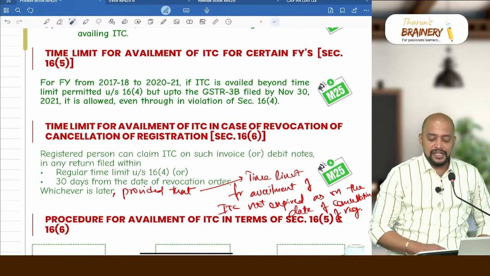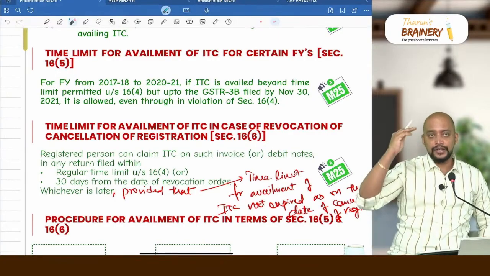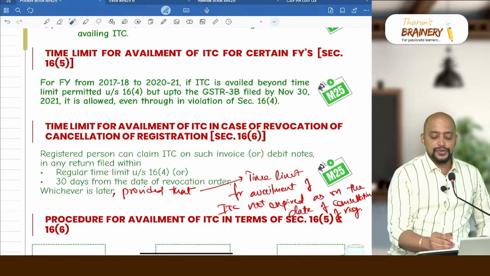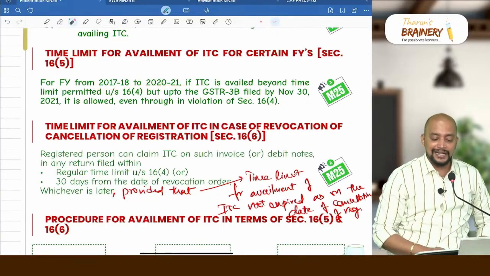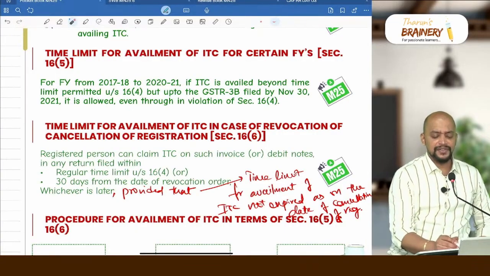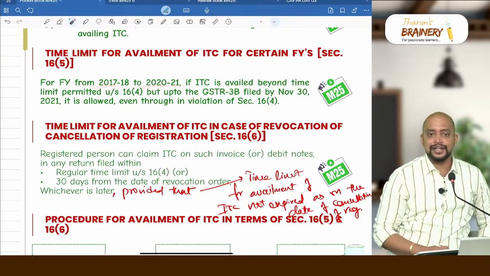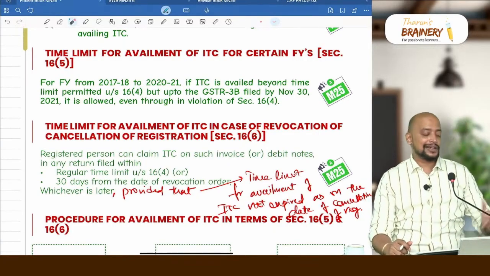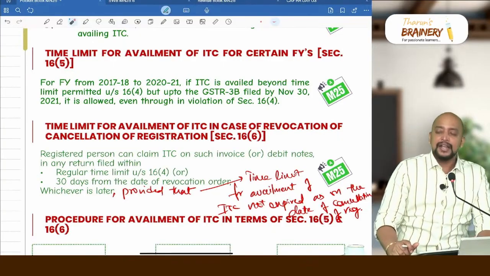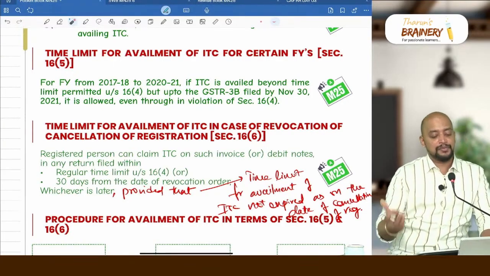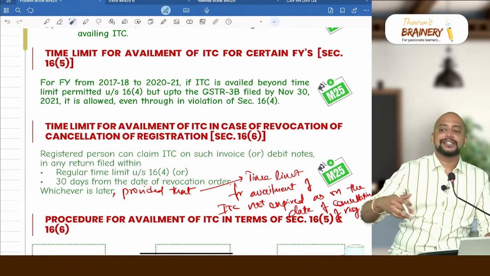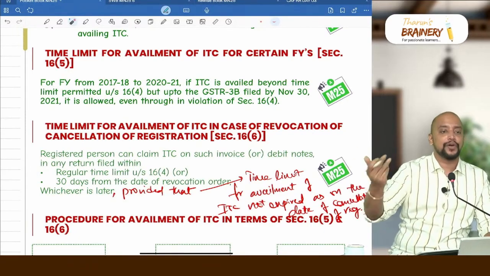Time limit for availment of ITC for certain financial years. This is like a small provision for a stopgap arrangement. So 2017-18 to 2020-21. From financial year 2017-18 to 2021, if ITC is availed beyond the time limit, what happened at that time? There was a huge dispute about the time limit for availment of ITC, because at that time it was 30th September of the succeeding financial year for which return was required to be filed.